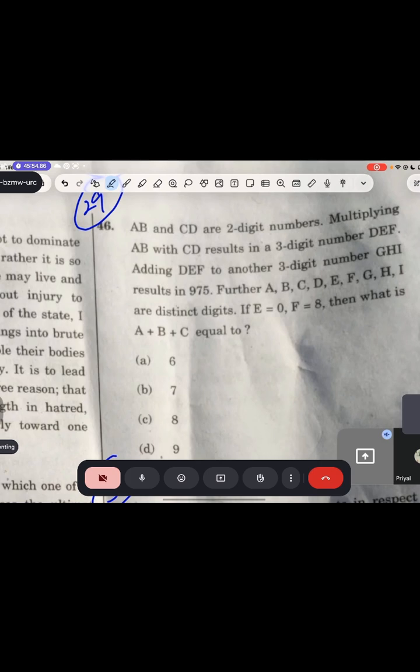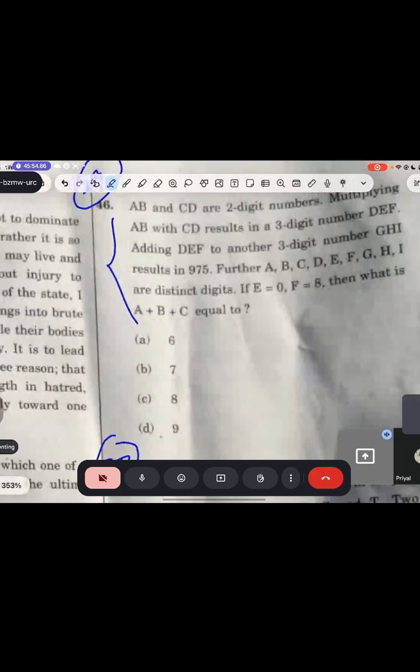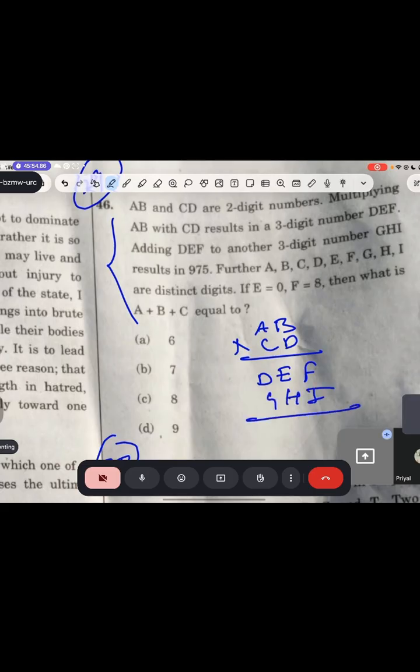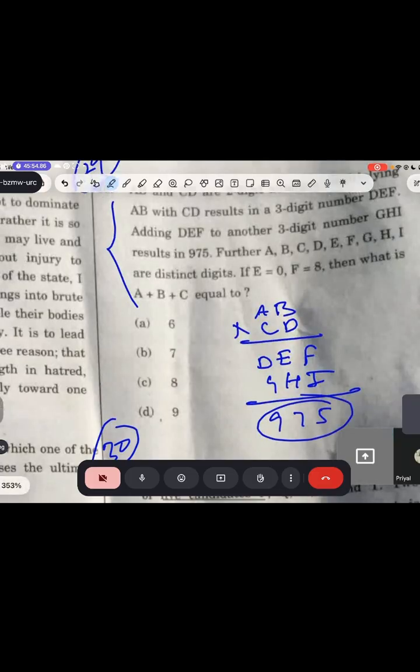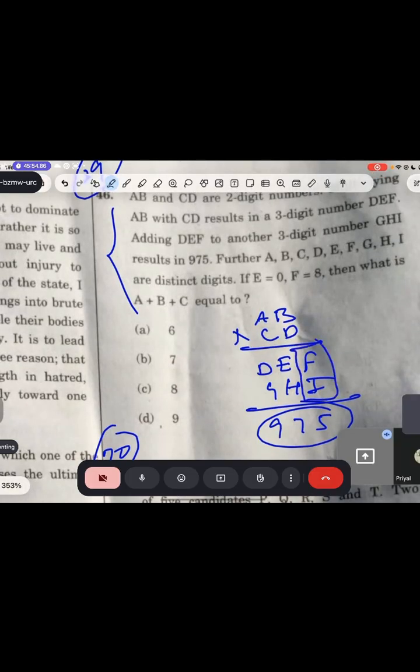What is A plus B plus C equal to? See, guys, this question is difficult actually, but be smart. The question is saying that AB and CD multiply, you will get DEF. And if you add DEF with GHI, you will get 975. So, guys, F and I. F is already 8, so I definitely has to be 7, because 8 plus 7 is 15, one carry on. E equals 0, so H has to be 6.